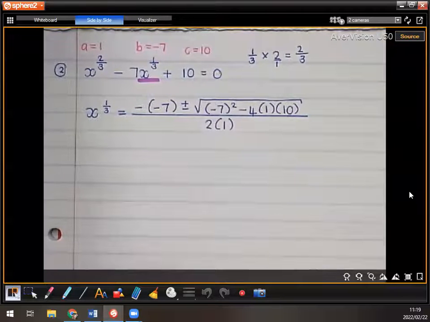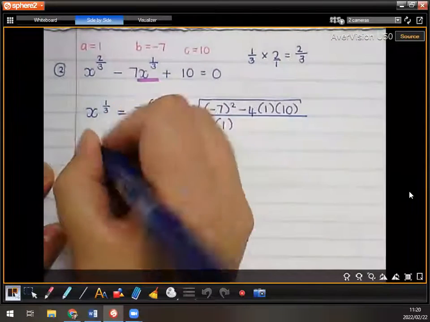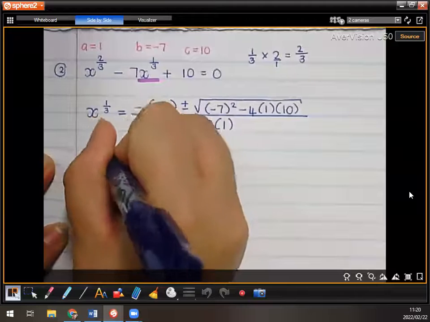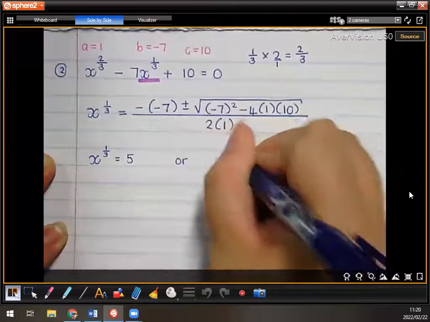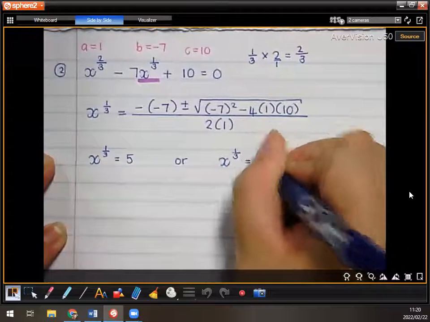So the 2a, so 2 times 1. Type that into the calculator. I think it's going to be 5 and 2. X is a... Okay, so x to the power of a third is equal to 5, or x to the power of a third is equal to 2.